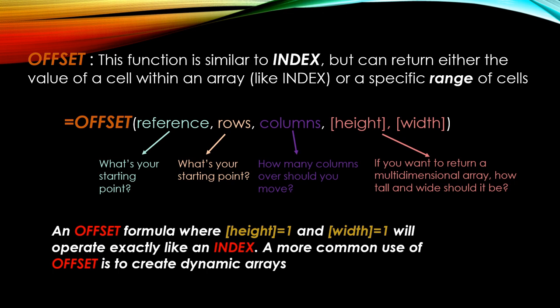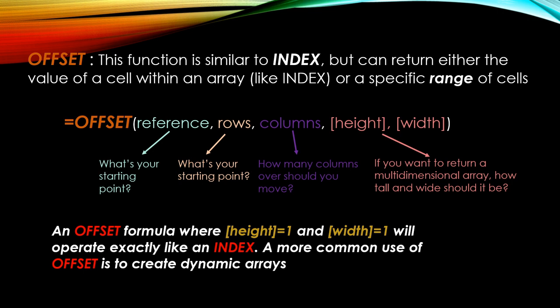What makes OFFSET different is that it includes two additional components, height and width, which let you return a multi-dimensional array rather than just a value within a single cell. These are optional, which is why they're shown surrounded by square brackets. If you leave those blank, if you just close out your formula after the columns indicator, again it will be just like an INDEX, and the height and width will default to 1 and 1. So it will return the value of a cell that's one row tall and one column wide.